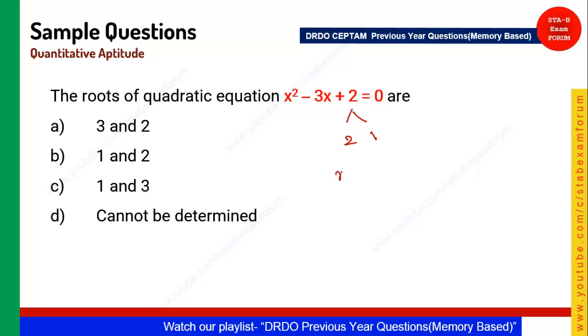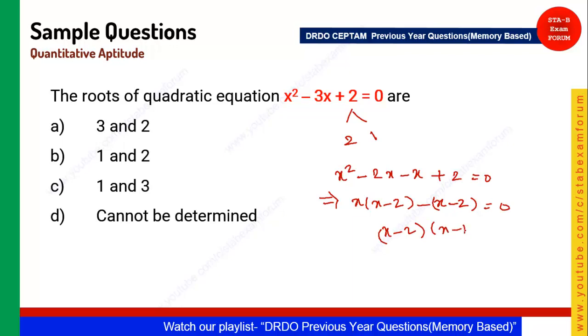Okay, so what will be the answer? x square minus 2x minus x plus 2 equal to 0. So this further implies x(x minus 2) minus 1(x minus 2) equal to 0. So you are left with (x minus 2) and (x minus 1) equal to 0. Therefore your roots are x equal to 1 and 2. So option B is the correct answer. Okay, shall we move to the next question?